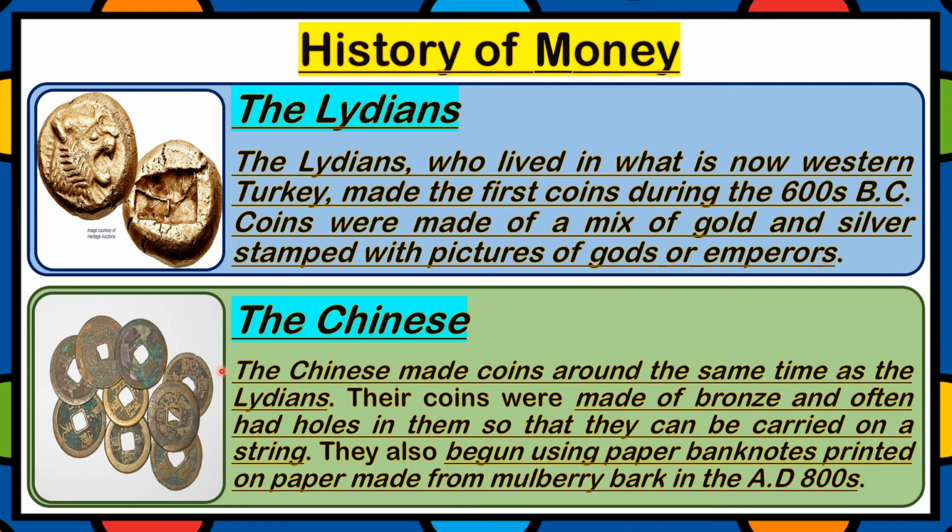The Chinese. The Chinese made coins around the same time as the Lydians. Their coins were made of bronze and often had holes in them so that they can be carried on a string because it's easier and more convenient than carrying stuff. They also began using paper banknotes printed on paper made from mulberry bark in the AD 800s. So the first paper money or banknote that Chinese people used was made from mulberry bark.